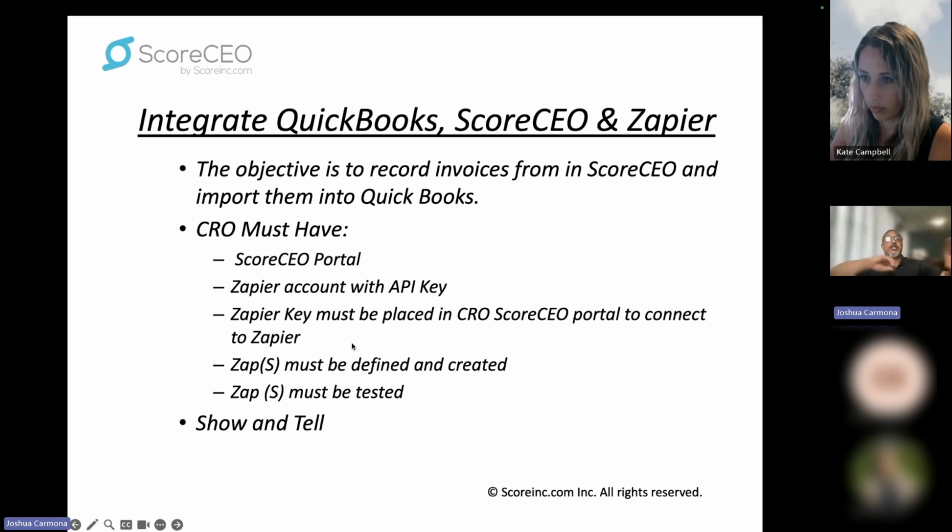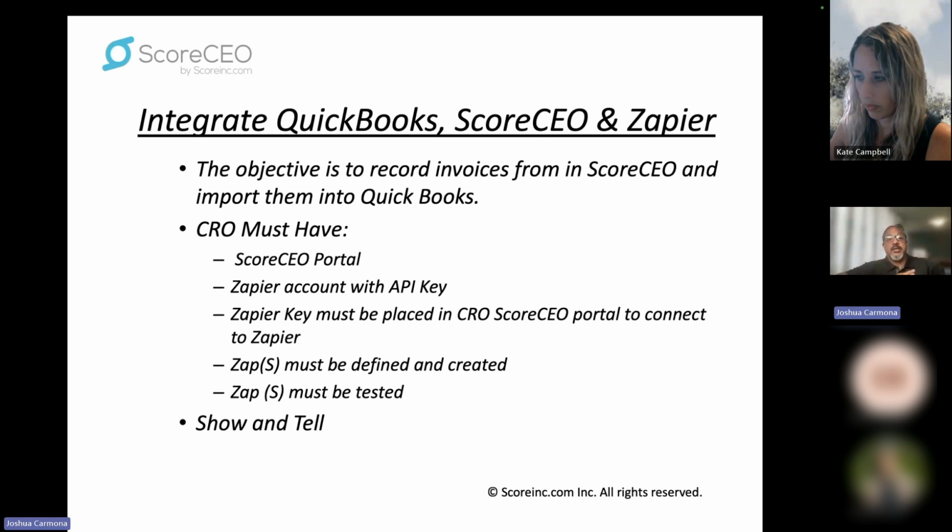When we create a connection, and we can create unlimited connections in Zapier, because Zapier connects to well over 4,000 different types of software out there. It's a middleware company. So it sits between ScoreCEO and another software you're integrating with. In this case, it's QuickBooks, right? So those middleware or connections are defined, and those defined connections are called Zaps. And you can create unlimited Zaps.